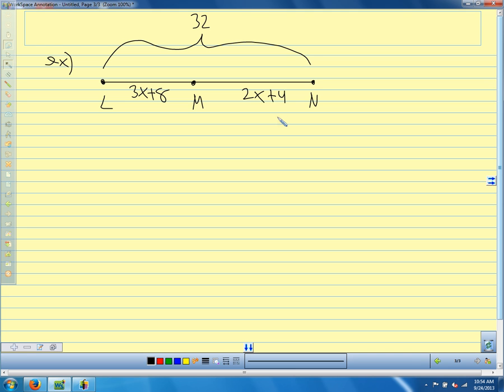And we want to find LM and MN. So we want to find the length of segment LM and the length of segment MN. So what are we going to do? We need to find x. So first we have to find x. So we'll make a plan here.